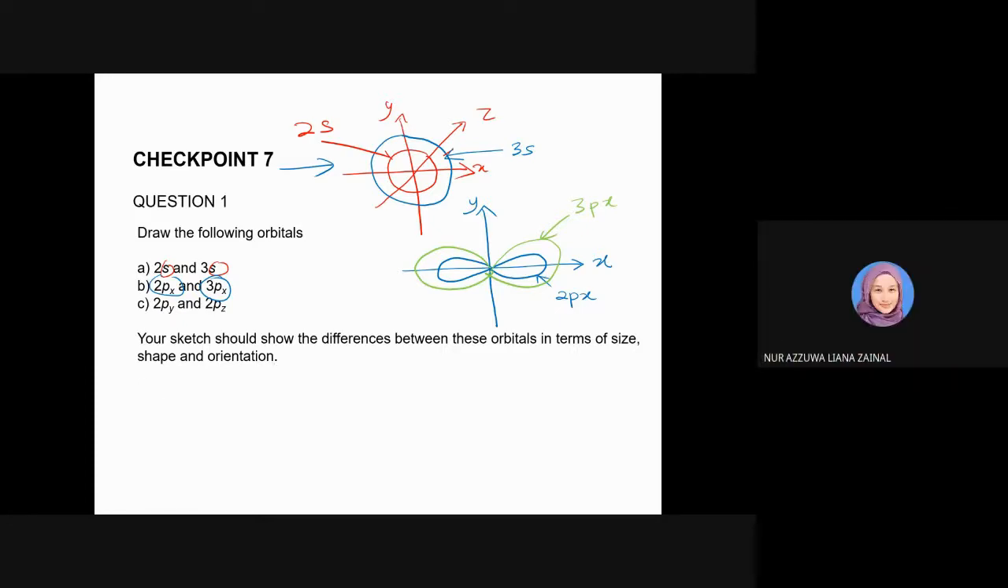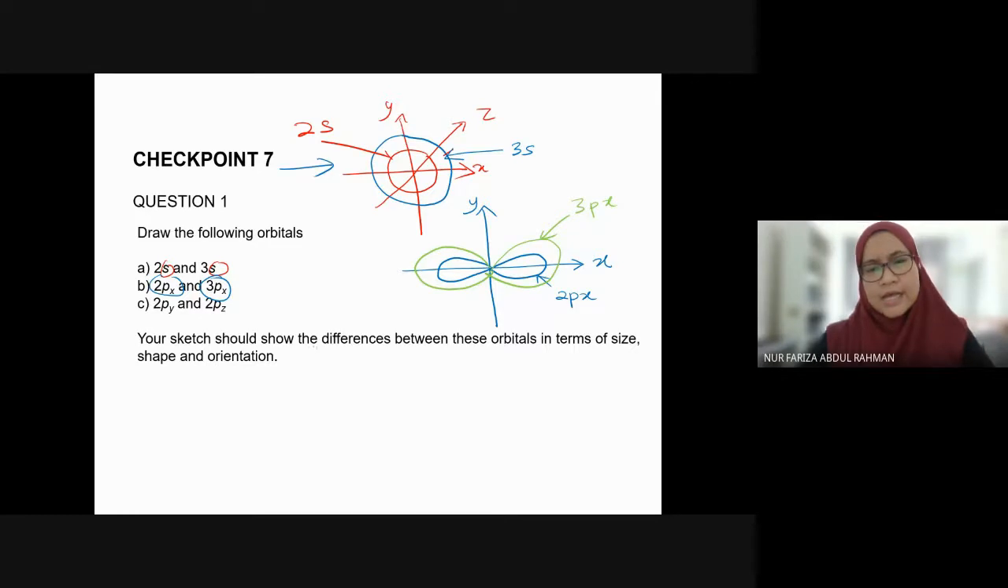Z-axis, do I draw it? If you want to draw it, it's not a problem, you can include it. If there is no z-axis, that's also fine, because what we are trying to highlight is on the x-axis, not the z-axis. But if you want to include it, not a problem. You can put it in, but we don't use it.